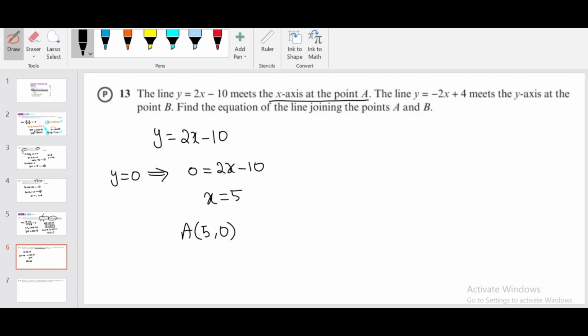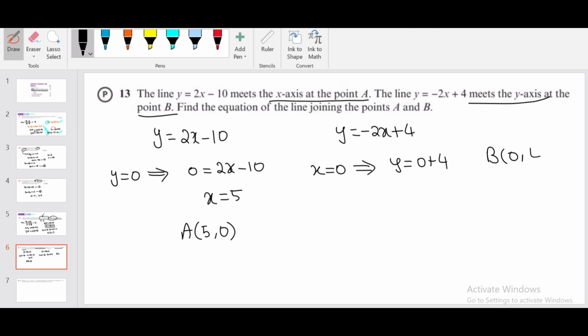And then another line y is equal to minus 2x plus 4 meets the y-axis at point B. So replace x by 0 if it meets the y-axis. So y is equal to 0 plus 4. The point B is 0, 4. We got the 2 points.